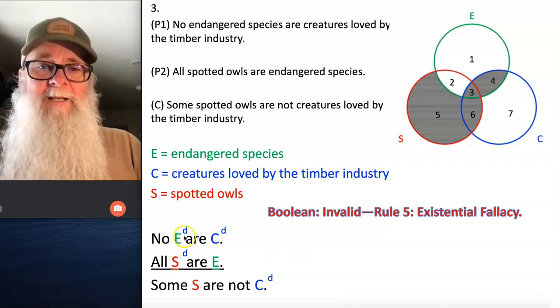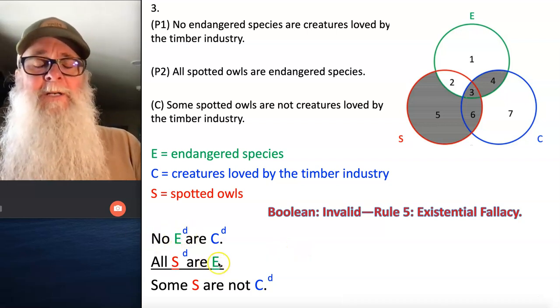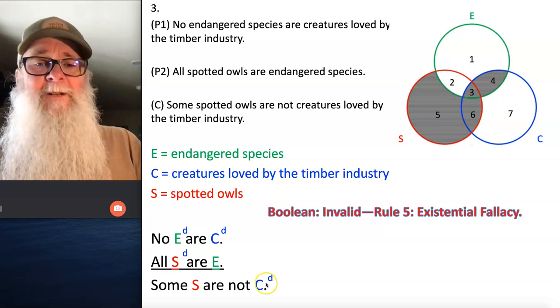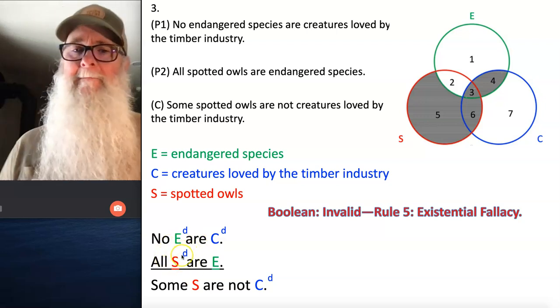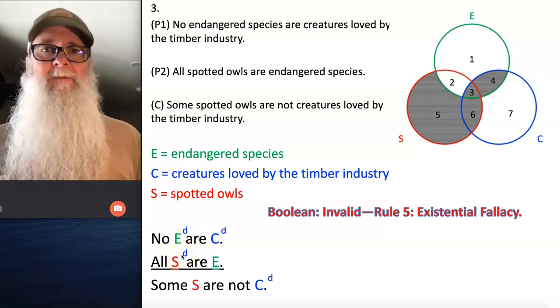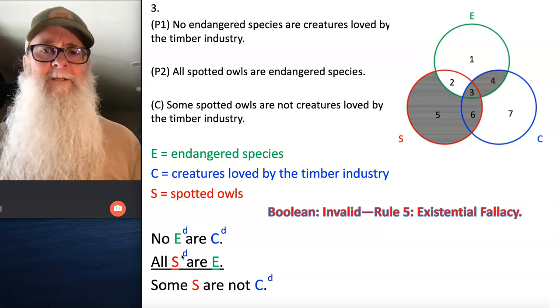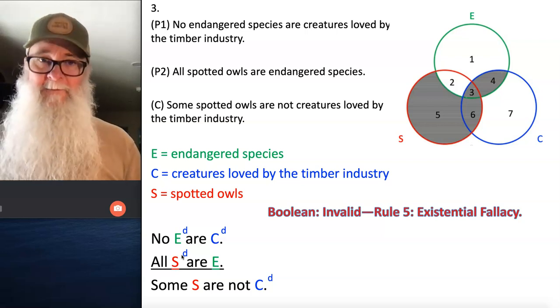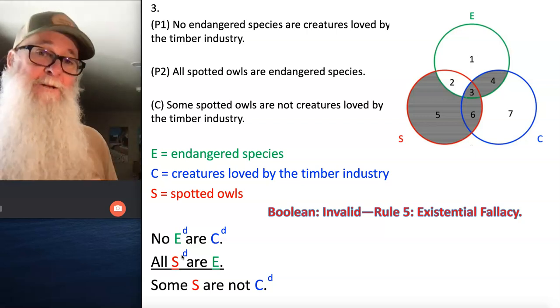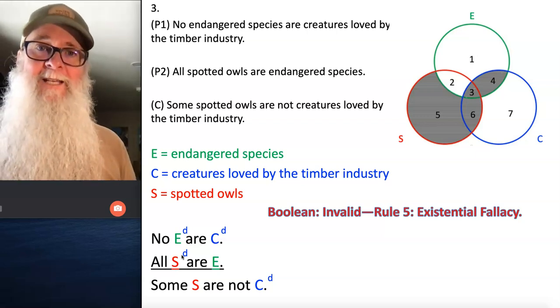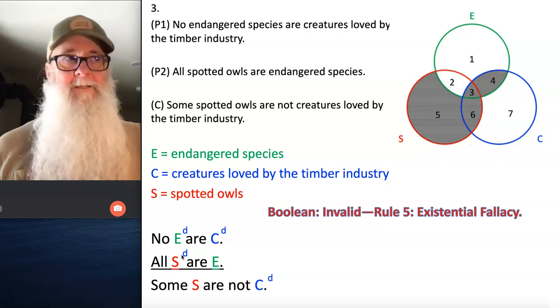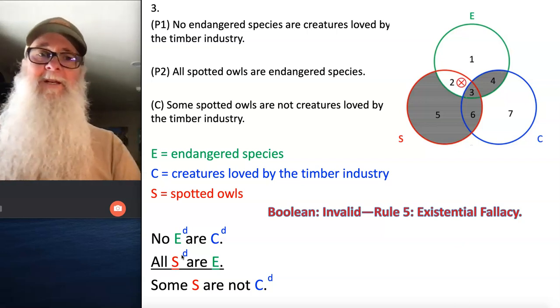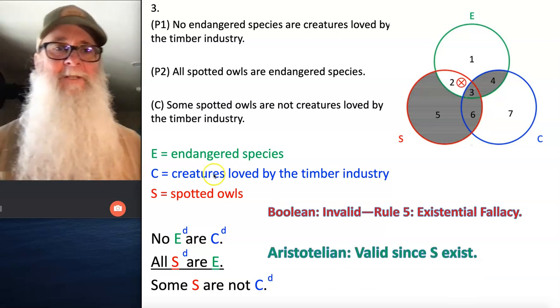The critical term is the term that's superfluously distributed. E is distributed one time, in order to adhere to rule number 2. C is distributed in the conclusion and the premise in order to adhere to rule number 2. And S is hanging out here distributed in premise number 2, but doesn't have to be. It's not the middle term, and it's not distributed in the conclusion. So S is our term that's superfluously distributed. S has to refer to an actually existing thing. Spotted owls still exist. So this argument has met the condition for validity from the Aristotelian standpoint.